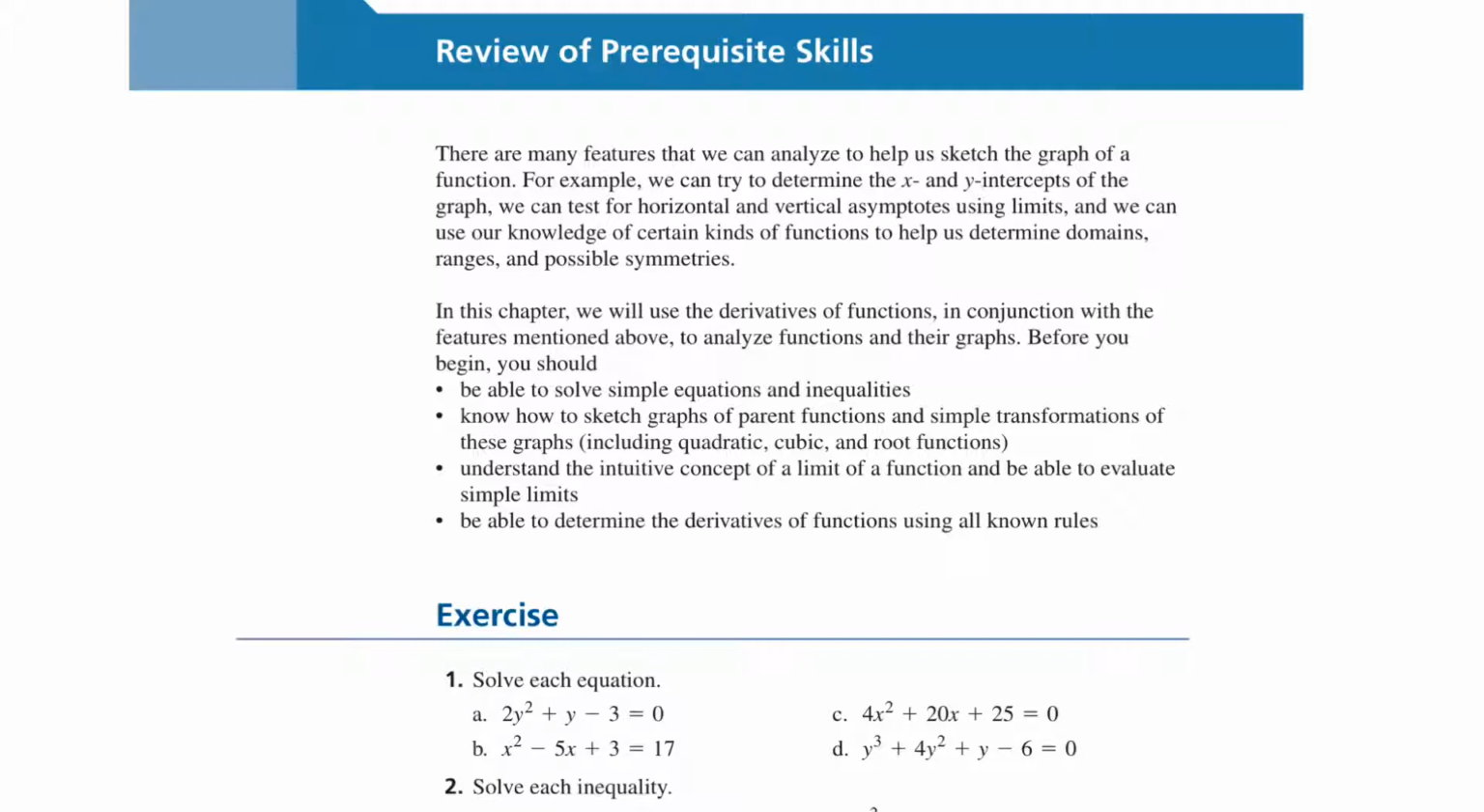In order to be able to do well in this chapter, we have to know how to find the x-intercept and the y-intercept of the graph of a function. To find x-intercept, we set y to 0. X-intercept is the point of intersection of the graph of the function with the x-axis. To find y-intercept, we set x to 0.